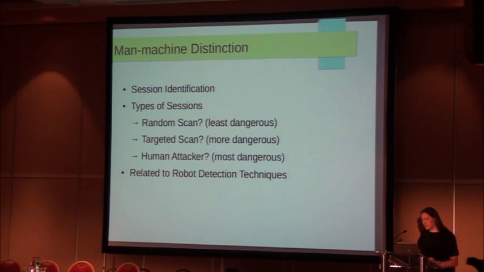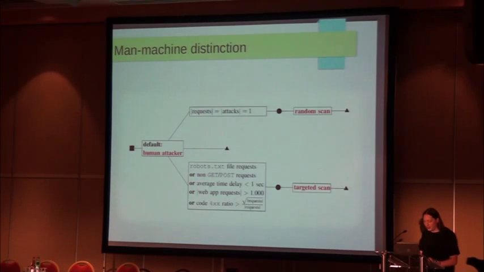Also, it's interesting that often the flow is that people first run automated scans and then later come back as human beings and look at the results of the scans, do manual probing and try to get in. The algorithms are just stolen from robot detection techniques. Pretty easy. By default, we say it's a human attacker. If there's only one request, we say it's some random worm thing, whatever.